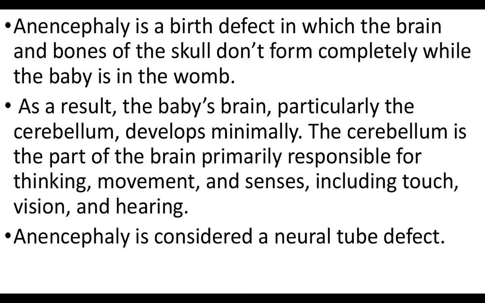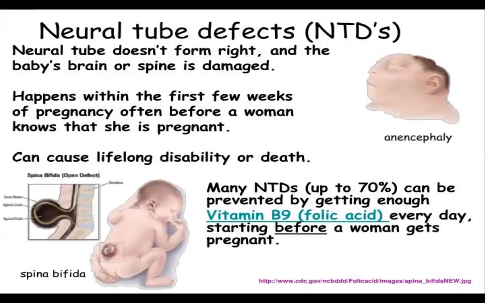Anencephaly is considered a neural tube defect. Most of the time the brain does not develop properly, so termination of pregnancy has to be done. A neural tube defect means the neural tube does not form right, and the baby's brain or spine is damaged. This happens within the first few weeks of pregnancy, often before a woman knows that she is pregnant, and can cause lifelong disability or death.